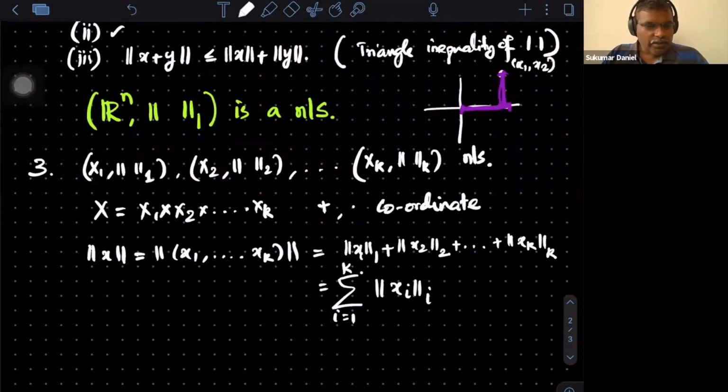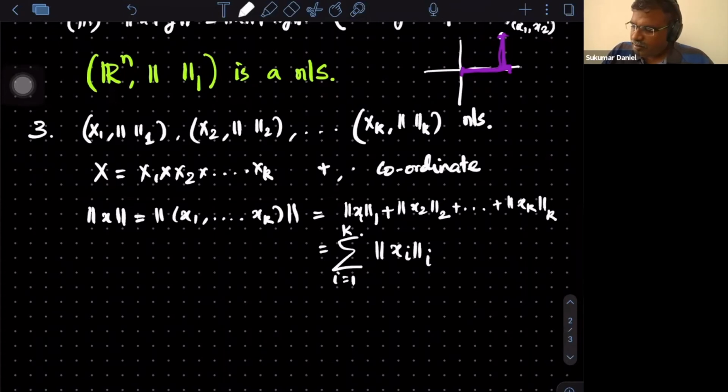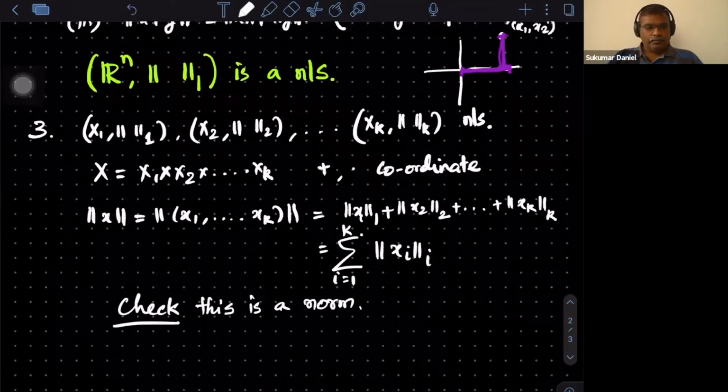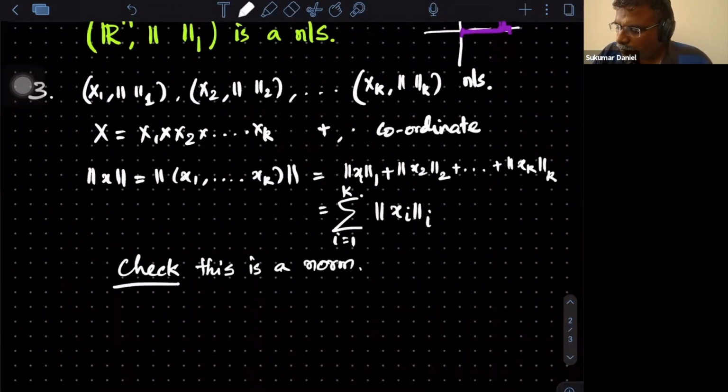And just now there are some people who are still having difficulty in getting this. Check that this is a norm. Good. Then we are going ahead with the next vector space.